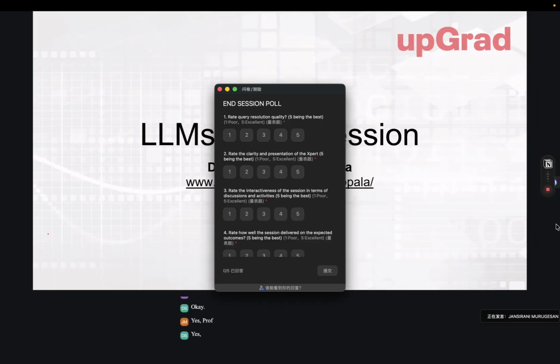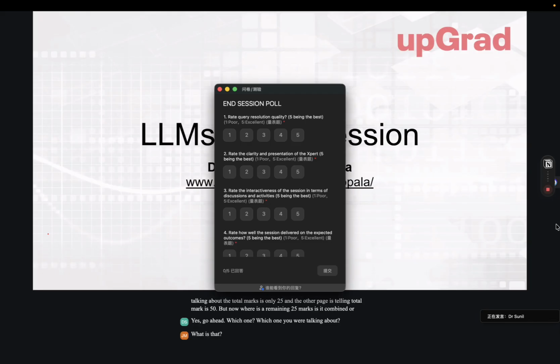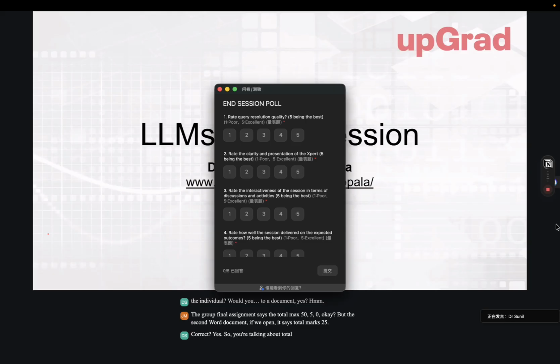Yes, Professor. Yes, go ahead. So maybe I will ask a couple of questions. The first one: the second assignment, the individual assignment, says the total marks is only 25, and the other page says total marks is 50. But where is the remaining 25 marks? Is it combined? We got two Word documents. The group final assignment says total marks 50. But the second Word document says total marks 25. So you are talking about a total of 100, where the remaining 25 is missing? Yes, exactly.